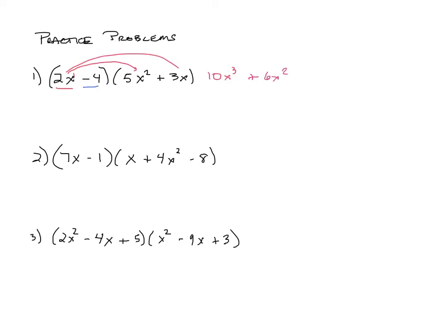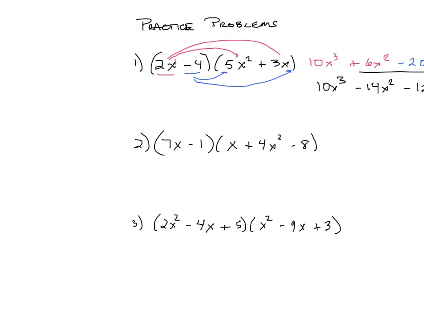Shift to the second term of the first binomial. Negative 4 times 5x squared will be negative 20x squared. We'll have negative 4 times 3x, and we get negative 12. Now it's time to put together what we can. We can't do anything with the x cubed other than just simply have it, 10x cubed. These two will go together, negative 14x squared, and then we have minus 12.